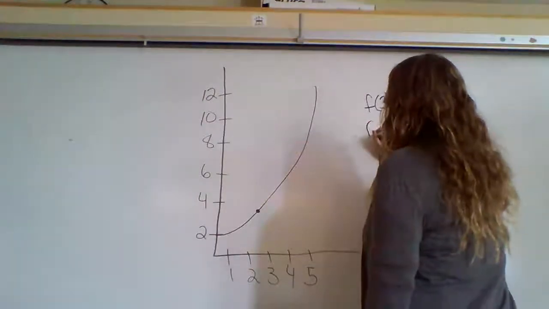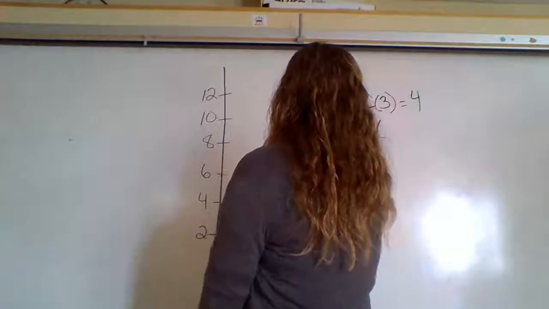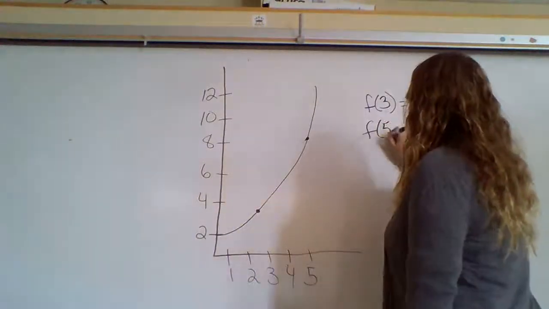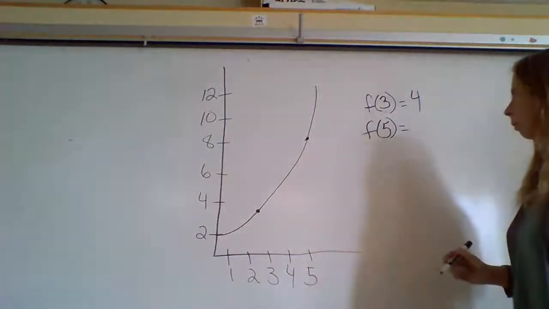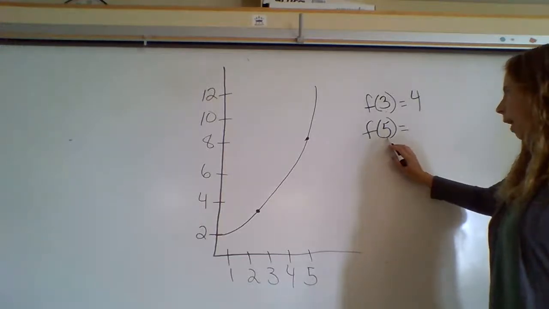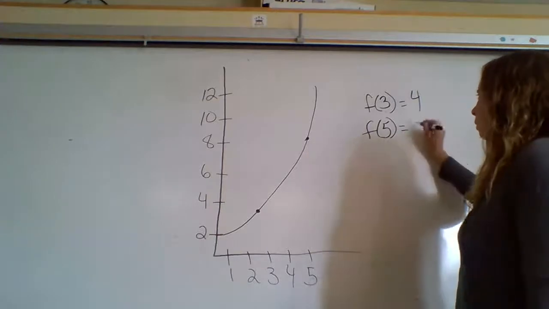Another one, f of, I don't know what other point is decent on my graph. F of 5 equals, so x is 5, what is y? You're just looking at the graph, and it is 8.